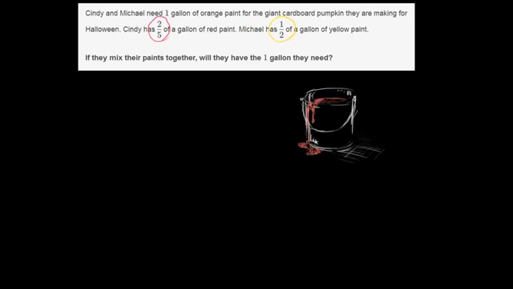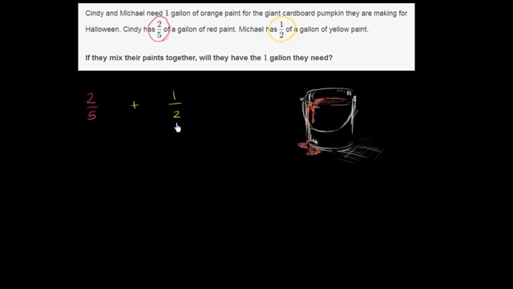So let's think about that. We're going to add the 2/5 of a gallon of red paint to half a gallon of yellow paint, and we want to see if this gets to being 1 whole gallon. Whenever we add fractions, here we're not adding the same thing. Here we're adding 2/5. Here we're adding 1/2.